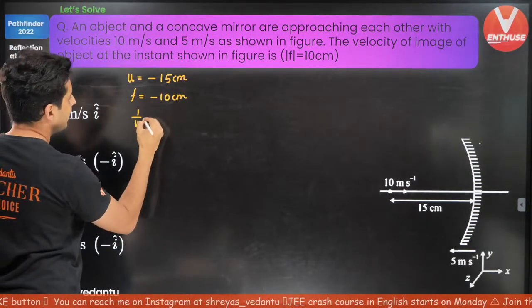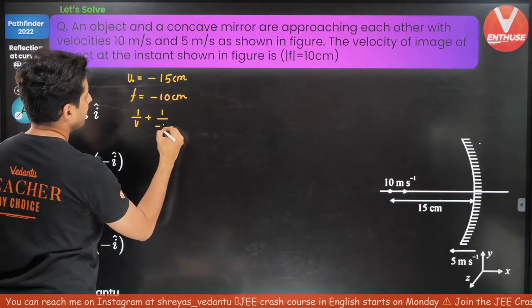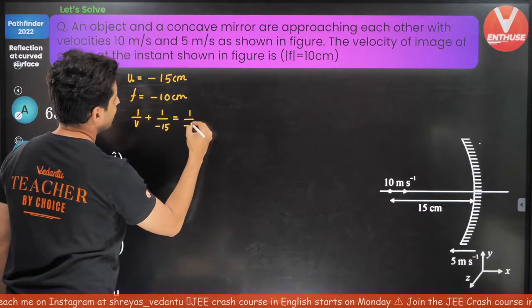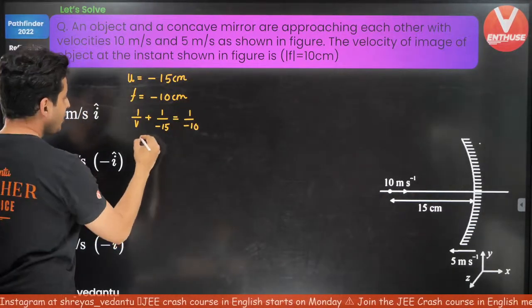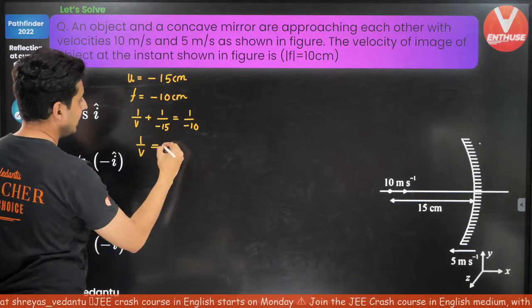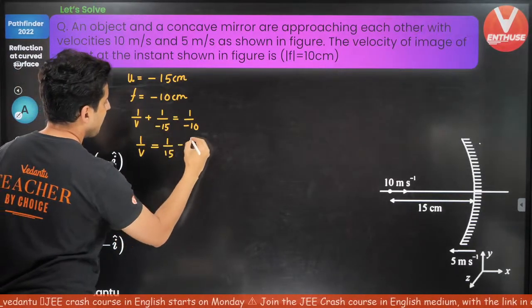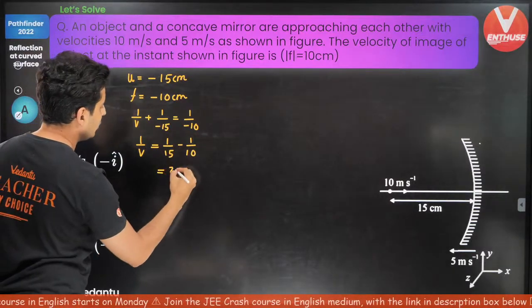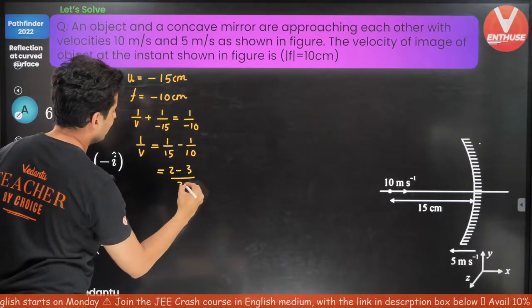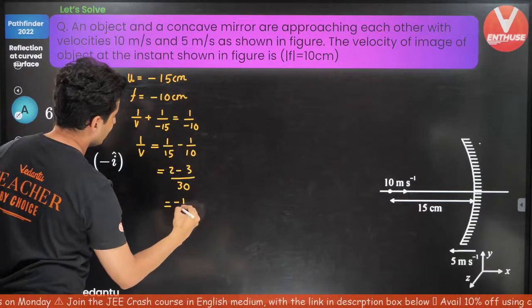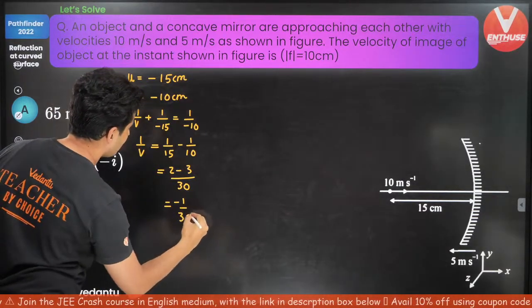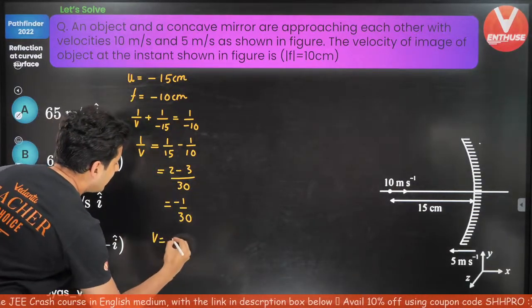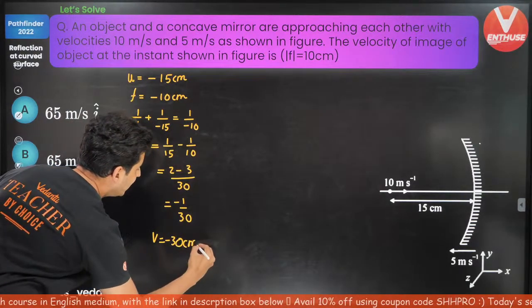So if I use 1 by V plus 1 by minus 15 is equal to minus 1 by 10, then 1 by V is equal to 1 by 15 minus 1 by 10. The LCM will be 30. So this will be 2 minus 3 divided by 30, which is nothing but minus 1 by 30. So V will be minus 30 centimeters.